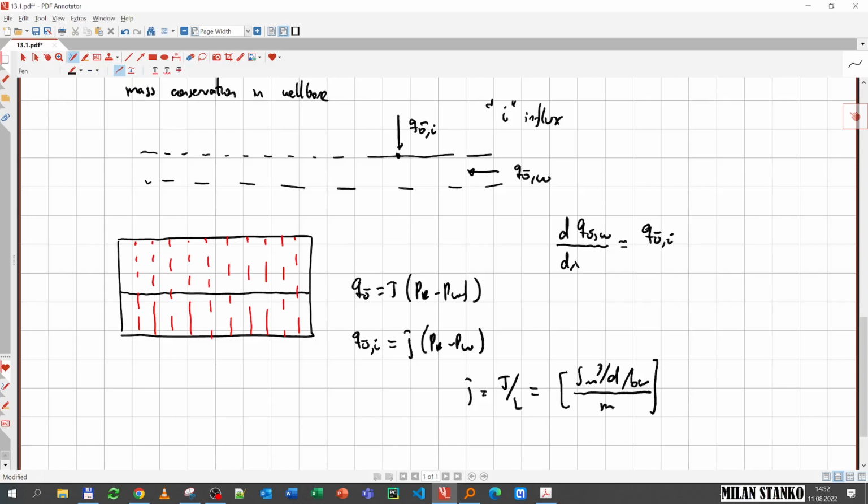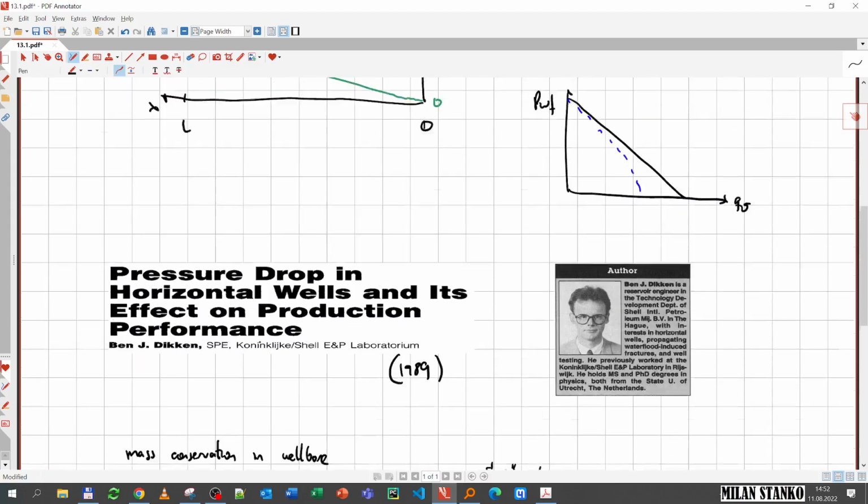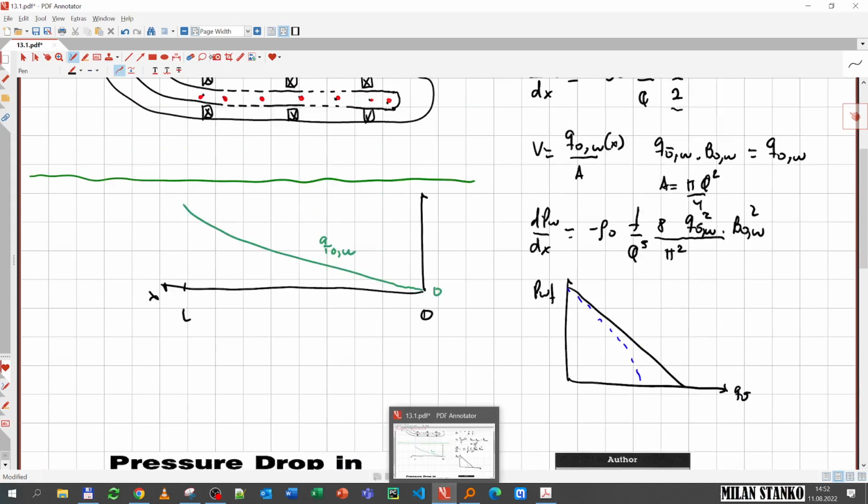So we have the rest of the puzzle that we needed. We now have this equation, dQO/dx equal to small j times PR minus PW. And we also have this other equation that we derived, this one here.